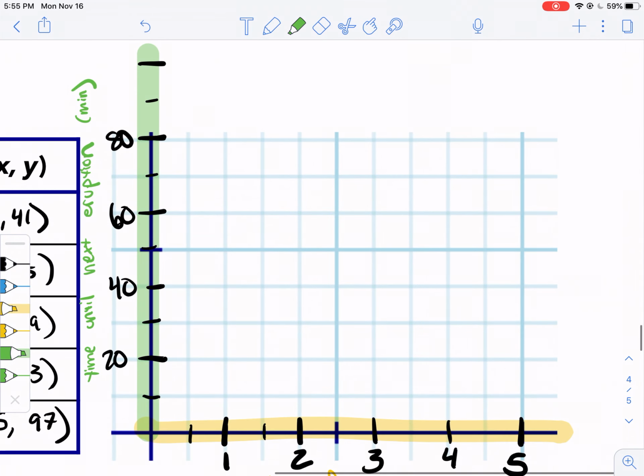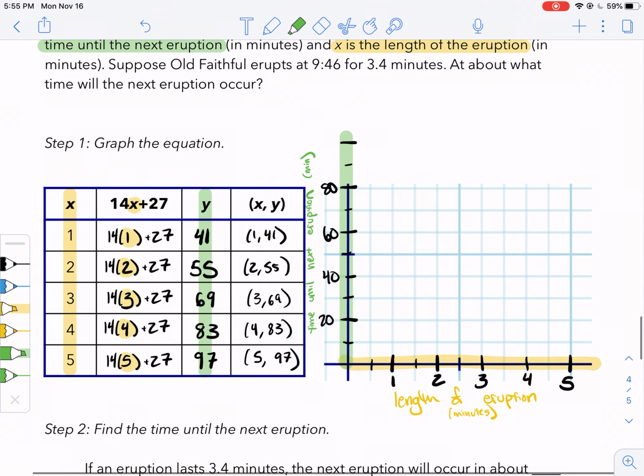Okay, anyway, so here we've got our points. On our table, we had (1, 41). We go over 1, up 41. Oh, tiny, like right there. Okay, nice. And then over 2, up 55. Like here. Over 3, up 69, right under 70. Over 4, up 83. And then over 5, up 97. Oh shoot, we didn't go nearly high enough. Oh well, we're not going to deal with it, because guess what?